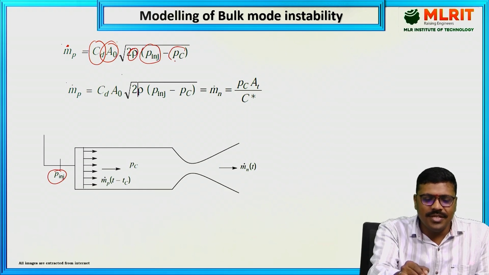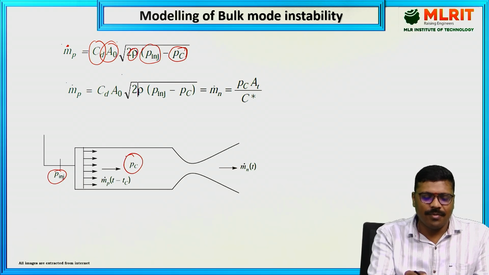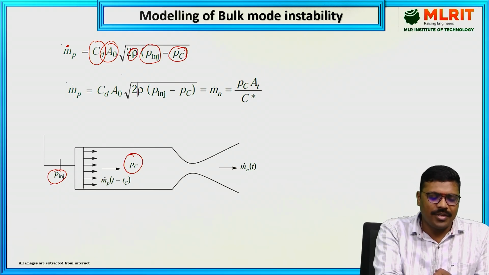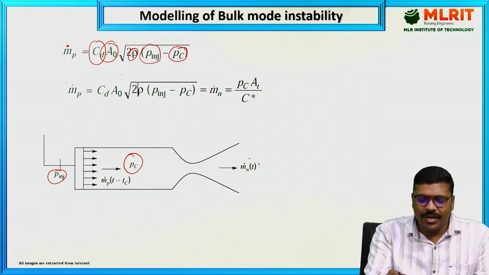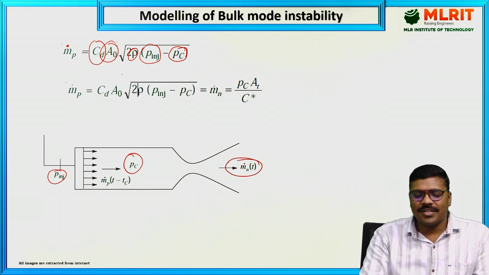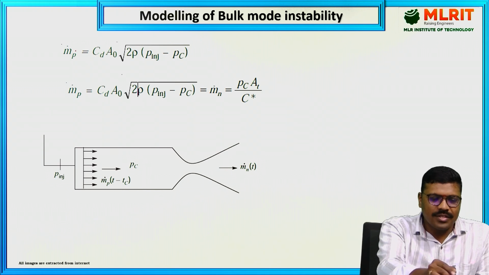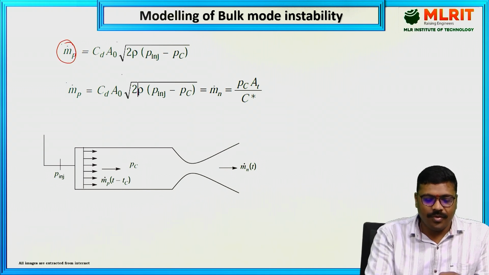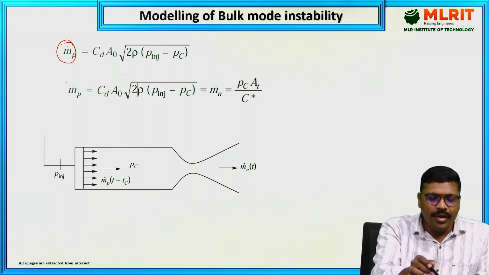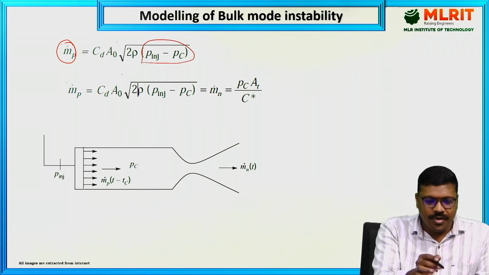Next, PC is the chamber pressure, the pressure developed in the chamber. So you can see the injection pressure will be different from the pressure developed in the chamber, and m dot n is the mass flow rate of the gases at the throat. So this is the equation for the propellant mass flow rate, m dot p. It depends upon the difference between the injection pressure and the chamber pressure.